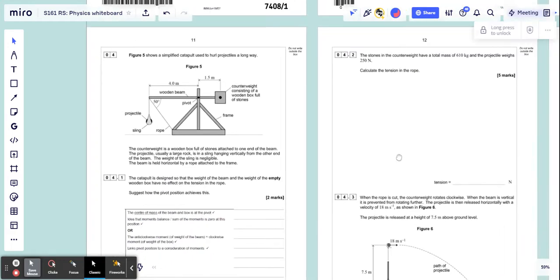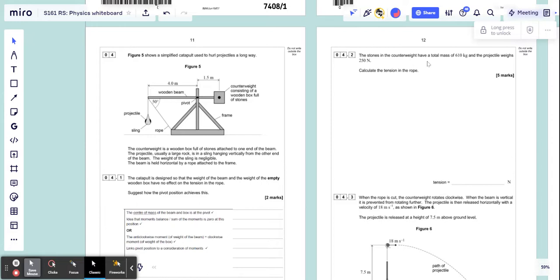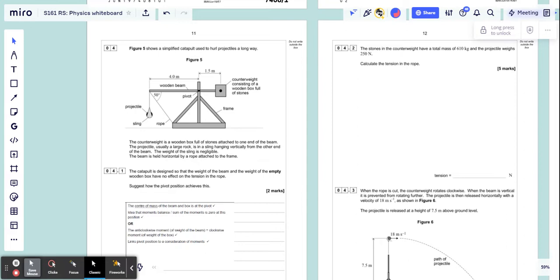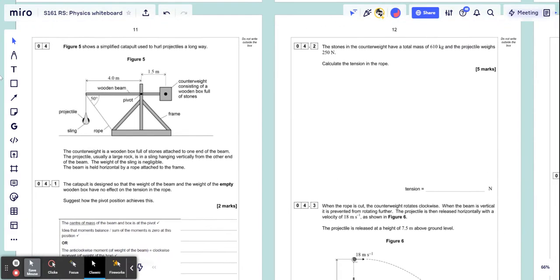Now, what it says then is the stones in the counterweight have a total mass of 610 kilograms, and the projectile weighs 250 newtons. So now they've changed the situation. They've added stuff to the counterweight, and they've added something to the projectile. So calculate the tension of the rope. This is a little bit tricky. I'm just going to get the mark scheme up so you can see how they've done it.